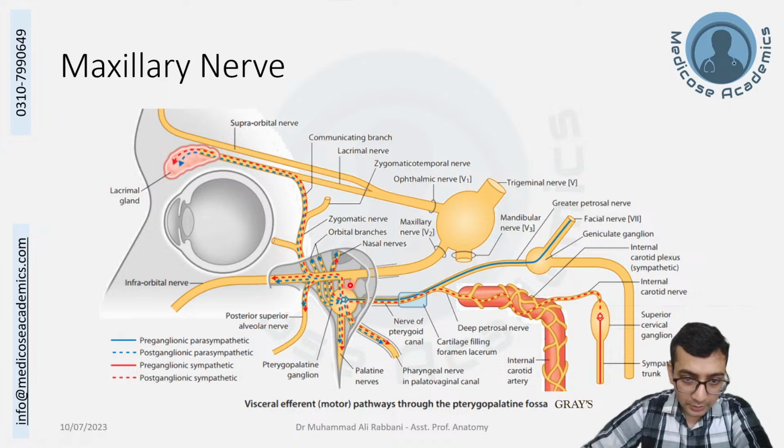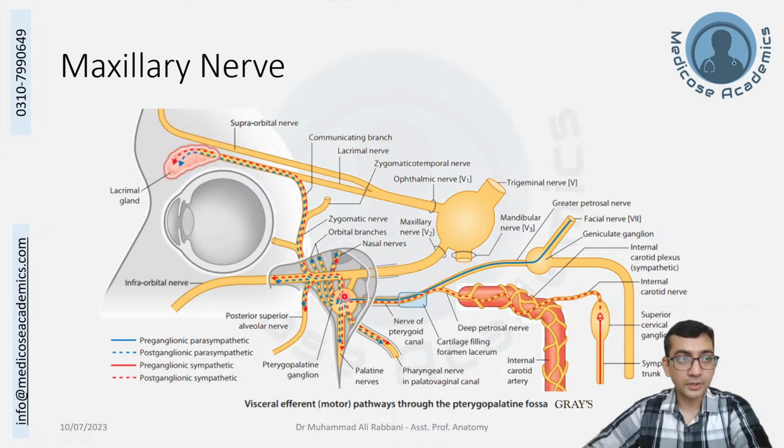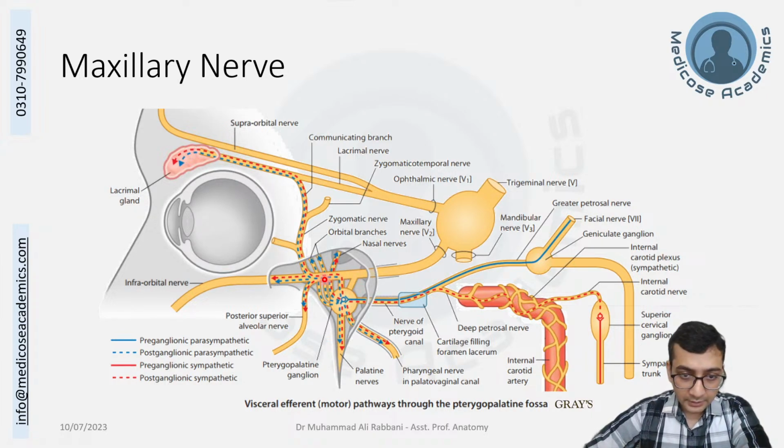The two, these ones, are the sensory roots that are going to supply the pterygopalatine ganglion. We will discuss the ganglia and the cranial nerves also, but keep in mind every ganglion we will read in the head and neck will have a sensory root, a sympathetic root, and a parasympathetic root. So the connection of the maxillary nerve is the sensory root of the pterygopalatine ganglion. Then there is a separate branch here. This is the zygomatic nerve.